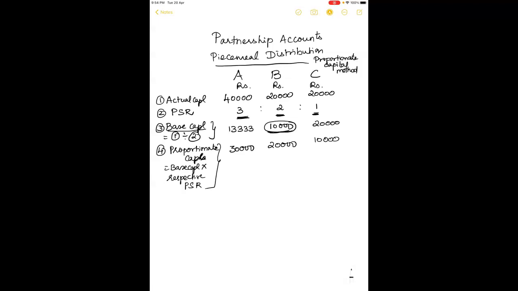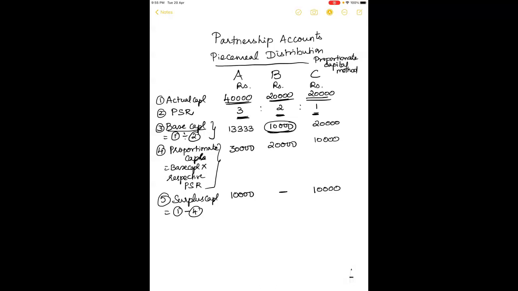So as per the profit sharing ratio, we assume that the proportionate capital should be 30, 20, 10. But actual capital is how much? 40, 20 and 20. So when comparing this actual capital and proportionate capital, we calculate how much is the surplus capital contributed by each partner. So this surplus capital is nothing but first step minus the fourth step. So 40 minus 30. Surplus capital of A is 10,000. Surplus capital of B is nil. Surplus capital of C is 10,000.